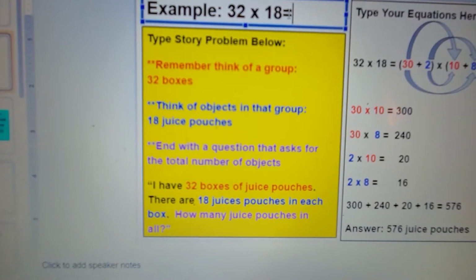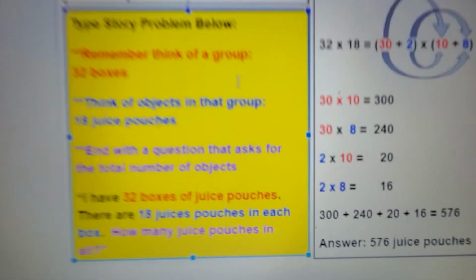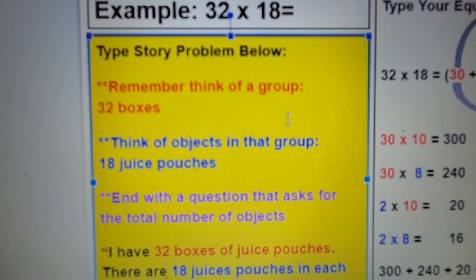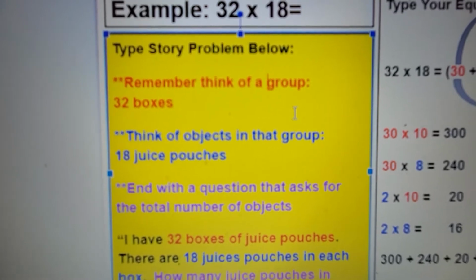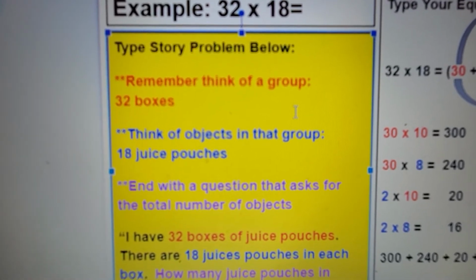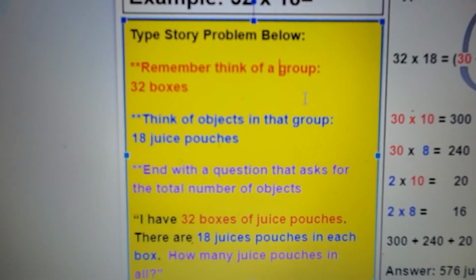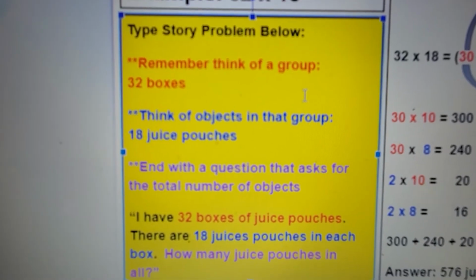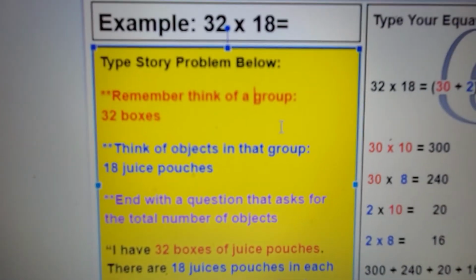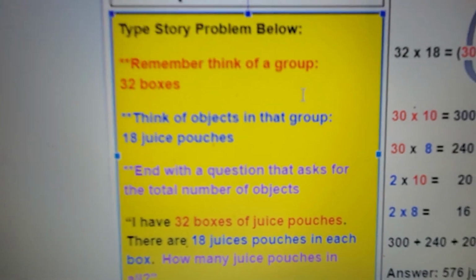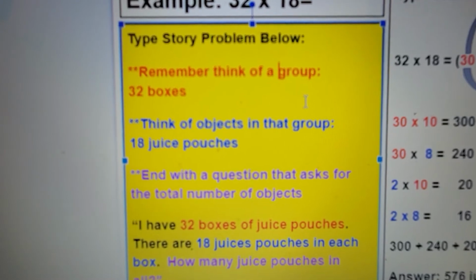There we go. And when you think of a story problem, the basic way to think of it is think of a group. Okay. Boxes, containers. People can be groups too. Days of the week. So 32 boxes. That was my group. I have 32 boxes of something. Now, those 32 boxes are going to have something inside of it.